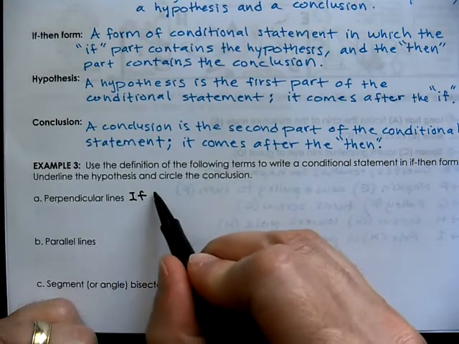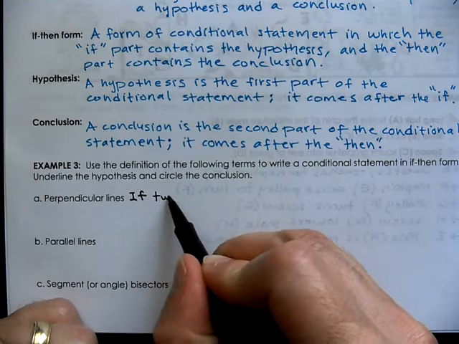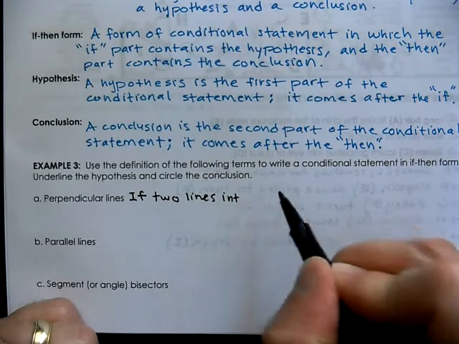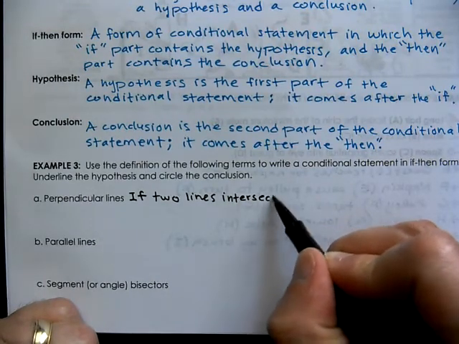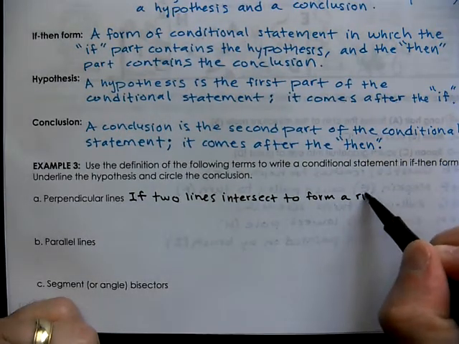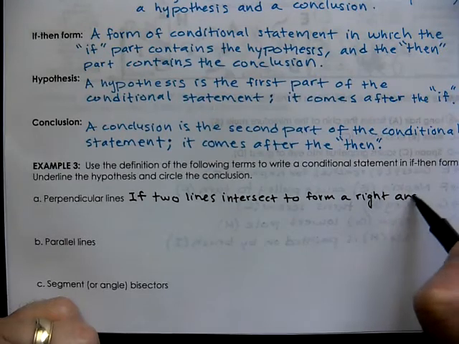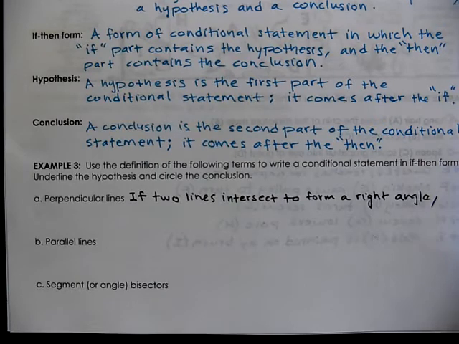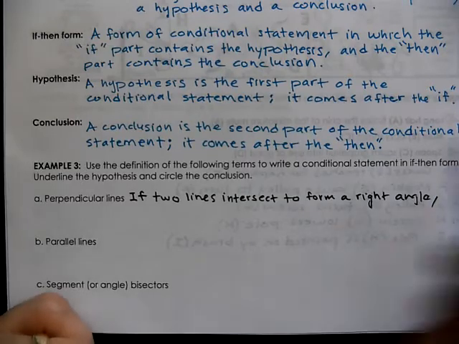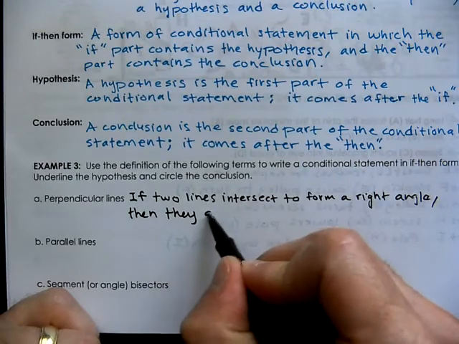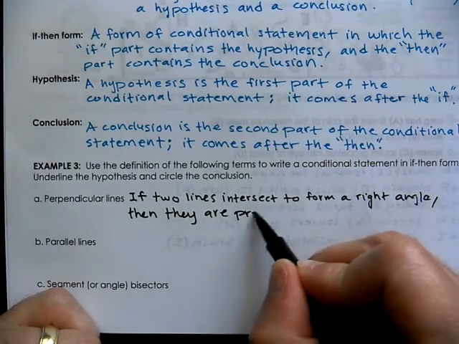So here's the if part. If, this sets the stage. If two lines intersect to form a right angle, comma. Now we always separate the hypothesis from the conclusion with that comma, so you know what comes in the first part and what comes in the second part. So there's your comma. Then they are perpendicular lines.